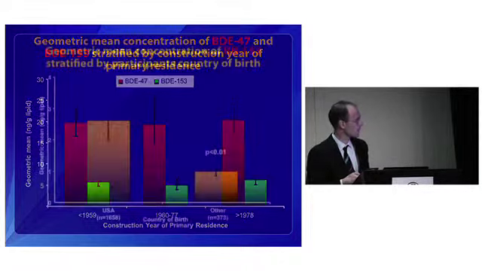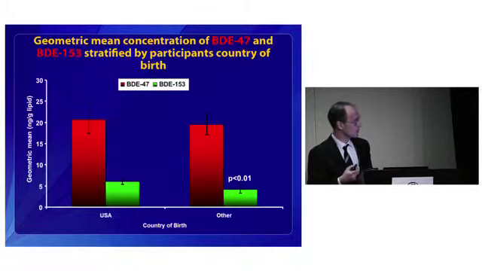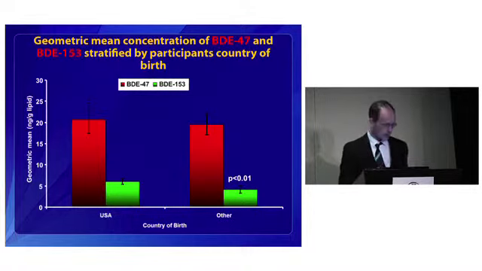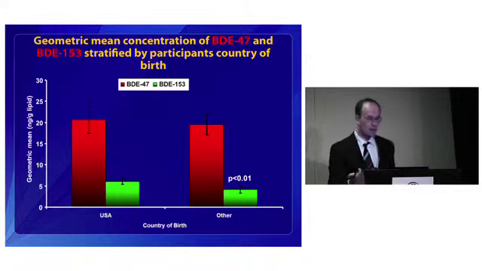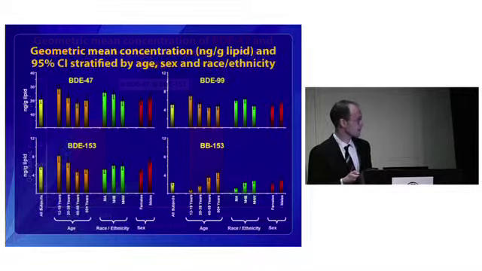Looking at foreign-borns versus native-borns, you can see that we have higher levels, again for BD153, the older FR, compared to foreign-borns. When we look at people moving into this country, we actually do not see a statistical difference for BD47, but a marginal difference for BD153, indicating that as we move to this country, the level of exposure goes up, and we quickly reach levels that are comparable to native-borns.